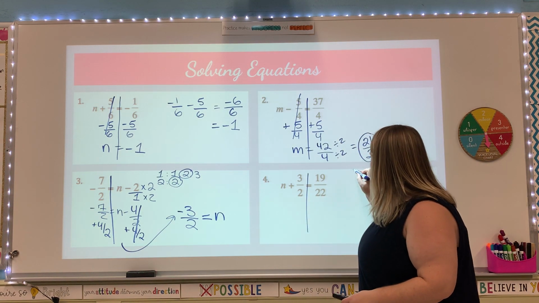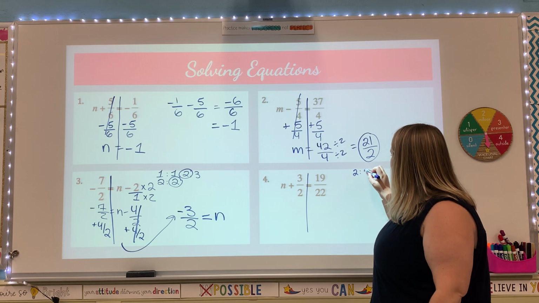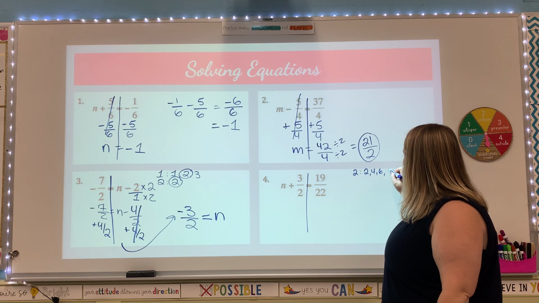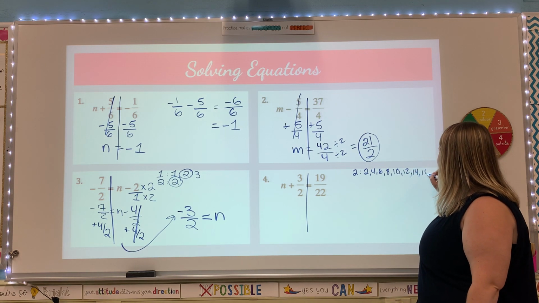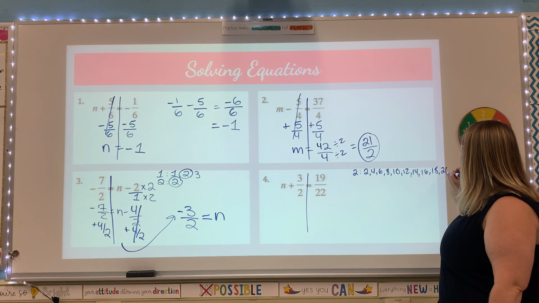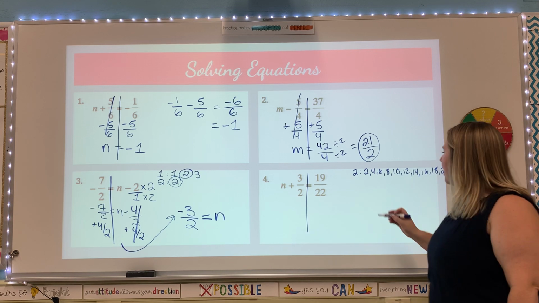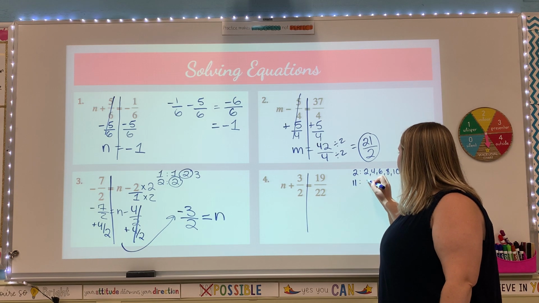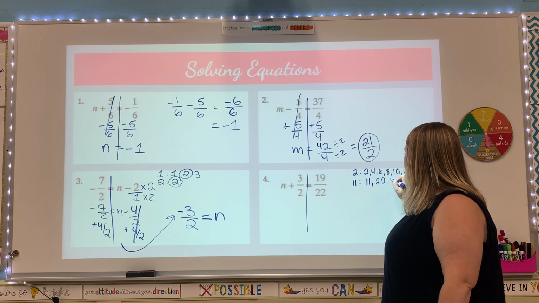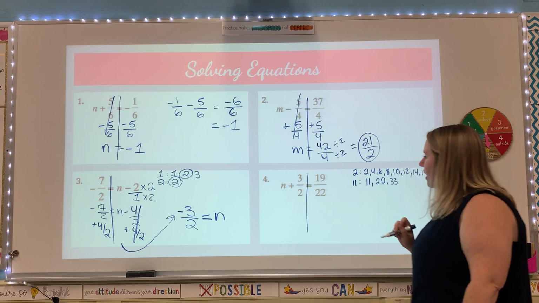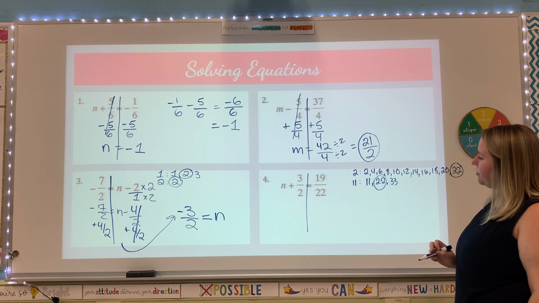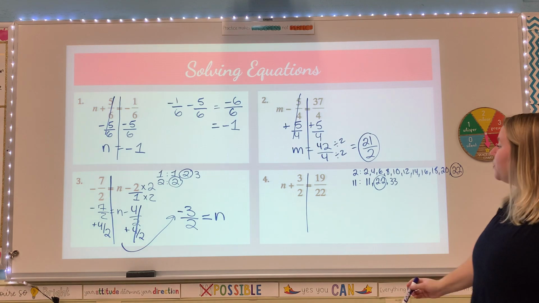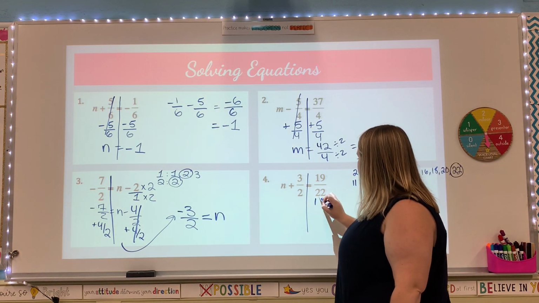So what I can do is list them out. So for 2, I have 2, 4, 6, 8, 10, 12, 14, 16, 18, 20, and 22. For 11, I have 11, 22, and 33. So if you notice, we have a repeat of the number 22. What's great about this is we don't actually have to change 19/22. It's already written with that denominator.